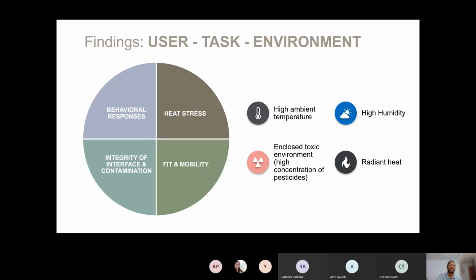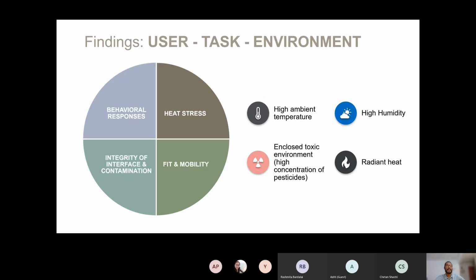The challenges of a traditional greenhouse are that it's a confined environment which has high temperatures and high humidity along with high radiant heat, and all of these factors collectively impose a huge thermal burden on the pesticide applicators. So from a preliminary study, there were four major areas of focus that came into picture. That was the heat stress faced by them.